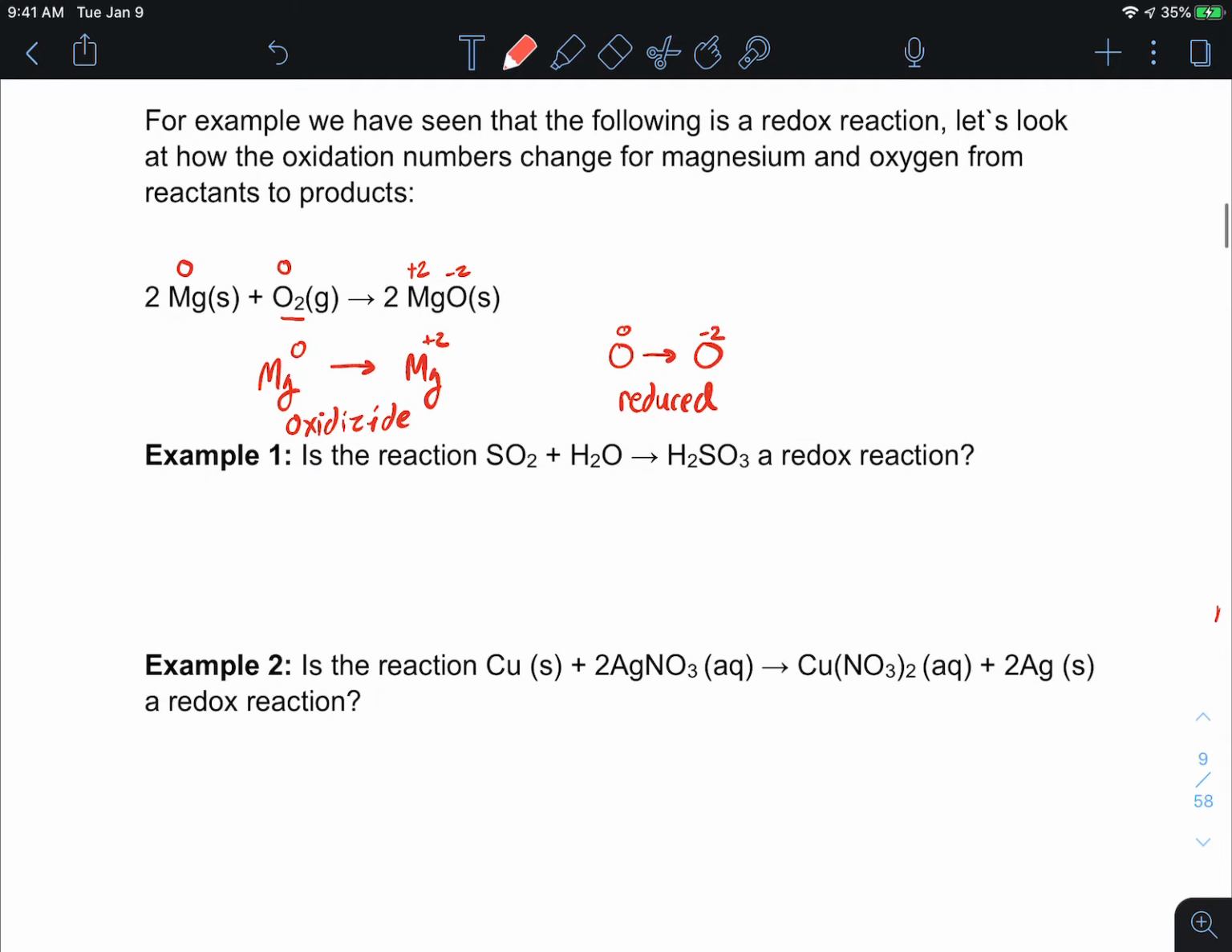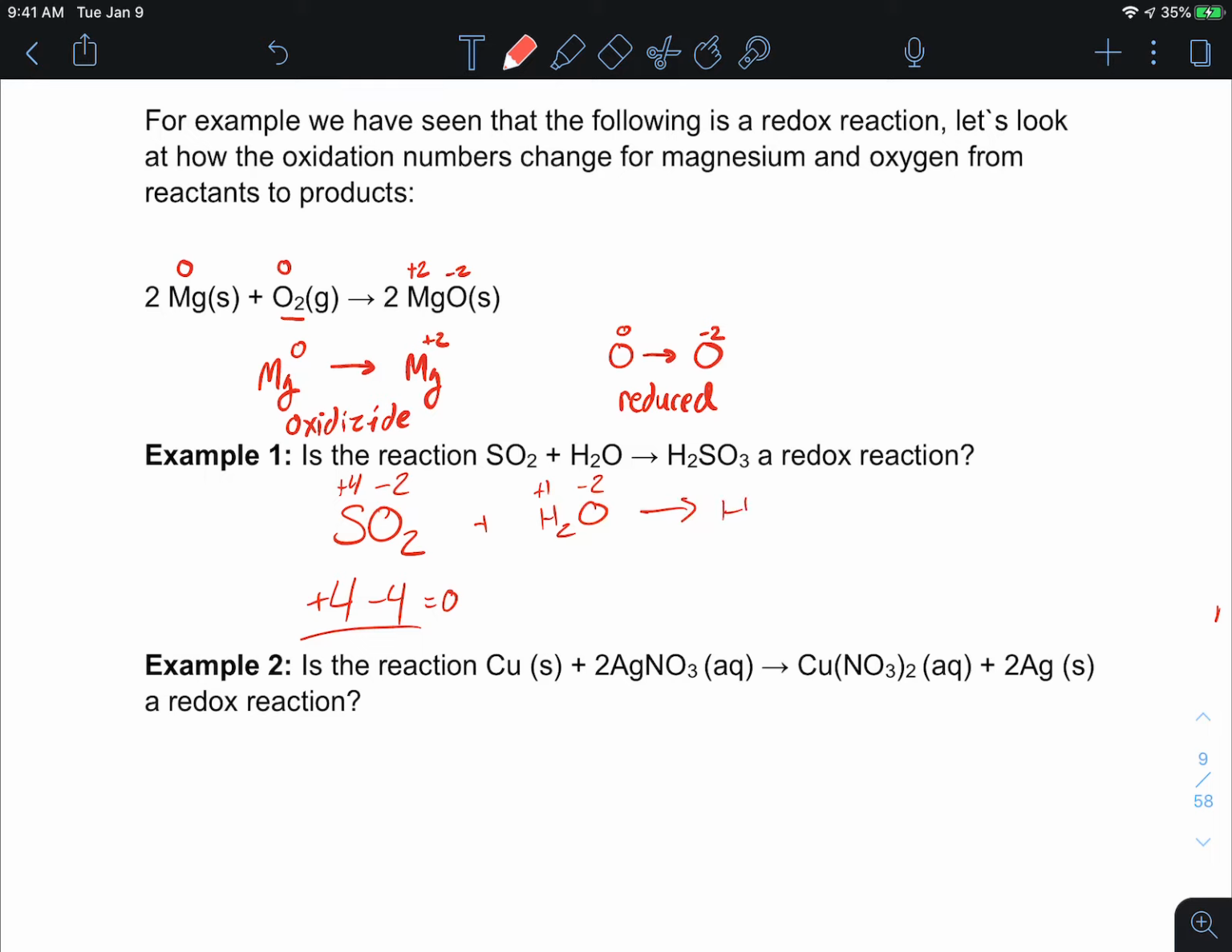Okay, so let's look at the next reaction. Is sulfur dioxide plus water forming H2SO3 a redox reaction? Let's investigate. We're going to look at the oxidation state for SO2, sulfur dioxide. We assume that oxygen has a -2. There are 2 of them, so that gives us a total of -4. The compound has a 0 value, so sulfur must be +4. So let's put a +4 on top. We have water, H2O. Oxygen is -2, and hydrogen is +1.